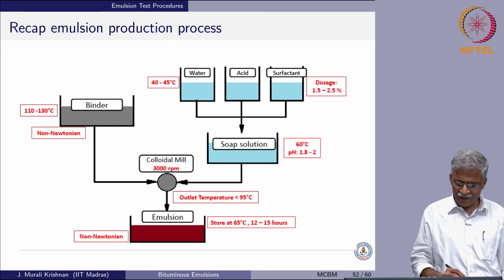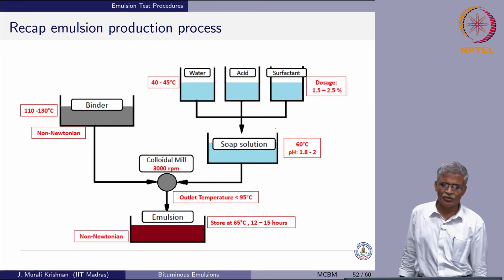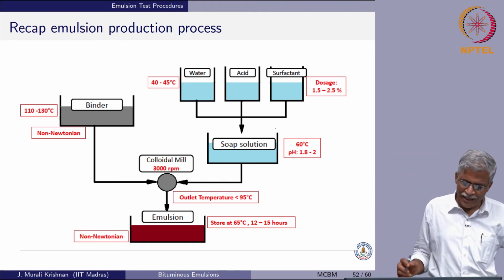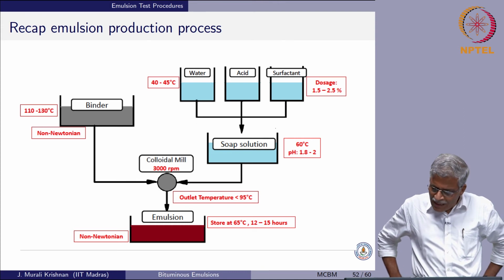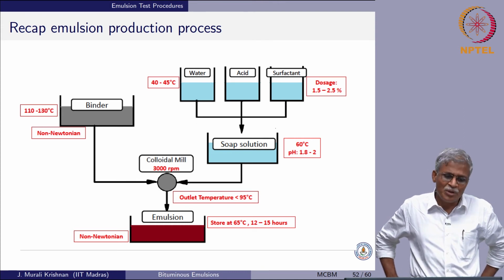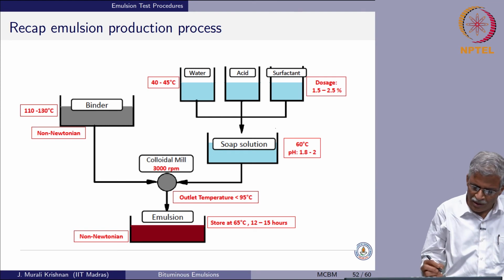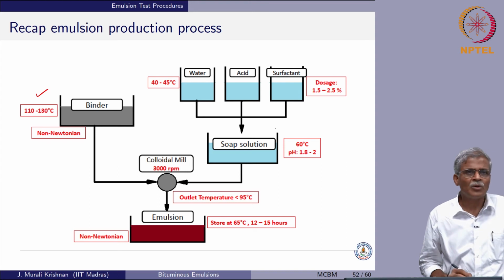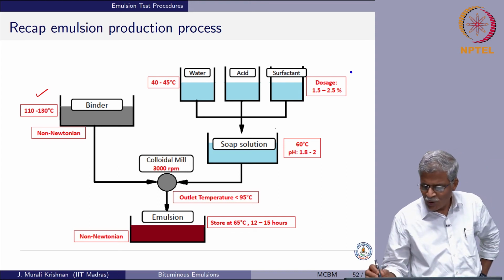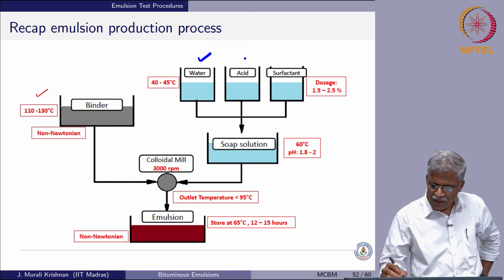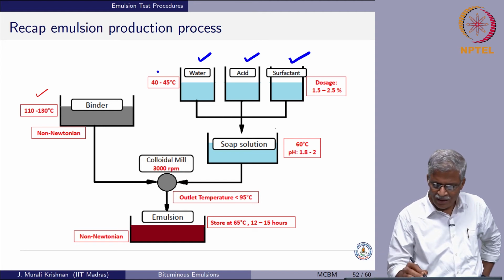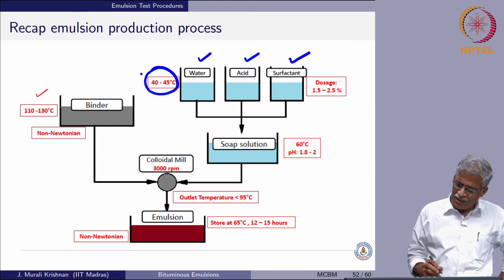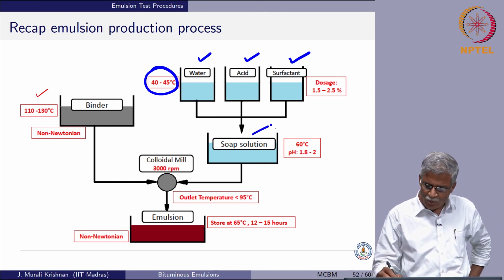Now, let us just have a small recap of the emulsion production process, because we just need to keep it here. And here what I did this time, I also tried to add some numbers to it as well as the temperatures. So, the binder is roughly kept somewhere between 110 to 130 degree centigrade. The soap solution, basically water, acid and the surfactant, is in the order of 40 to 45 degree centigrade, and then you get a soap solution here.